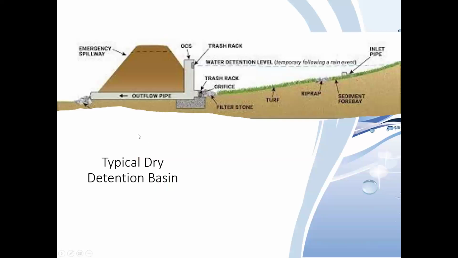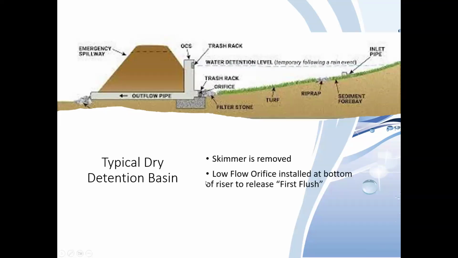Let's focus on a dry detention basin. Dry detention basins are probably the most common BMP out there. If we had a dry detention basin, typically what happens when you're converting it to post-construction, you're going to remove the skimmer. You're going to put in some sort of low flow orifice installed at the bottom to release that first flush, assuming water quality is required and you're doing a first flush method. And you're going to have some sort of guard or filter to reduce the clogging.